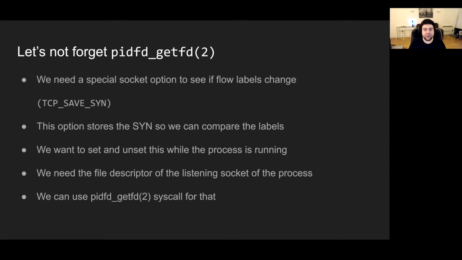And once we have all of those, figure out which ones are TCP ones and which ones are listening sockets, and then actually set the socket option on that socket so that the kernel from that point forwards will save the SYN packet for every established connection. Using this, we can then have our kprobe compare the values, and if the values differ between the flow label in a SYN packet and the flow label in an ACK packet, we can actually generate a report and send that over the perf event buffer into user space and do something with it in user space.